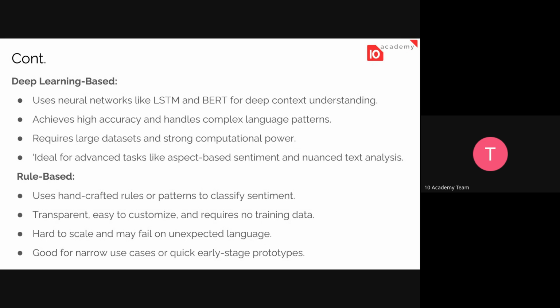The next one is rule-based, which uses handcrafted rules or patterns to classify sentiment. We give it the rules, and it's transparent, easy to customize, and requires no training data. But it's hard to scale and may fail on unexpected language. Since we manually give the patterns and rules, it's harder to scale, and it's good for narrow use cases or quick early-stage prototypes.